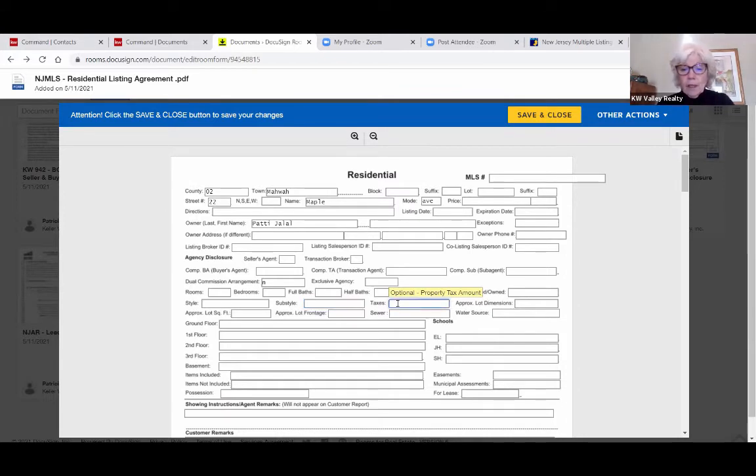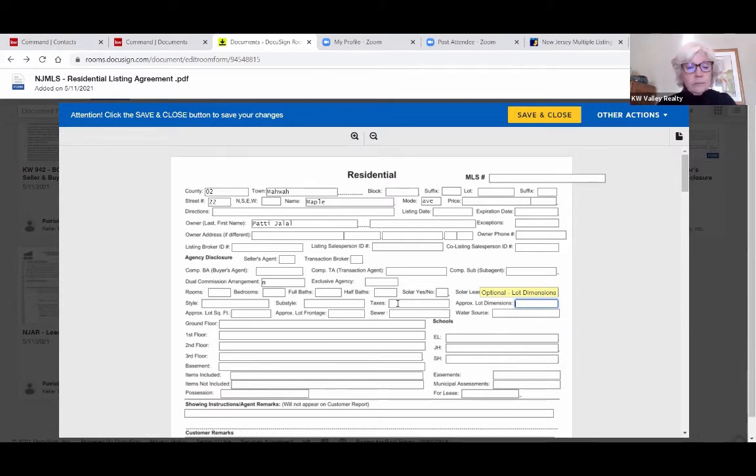When do our new taxes come out? August. August, thank you. So if it's the end of August or September, the MLS probably will not have been updated yet. Then you can either reach out to the town or ask the homeowner for their tax statement that gets mailed out in August.